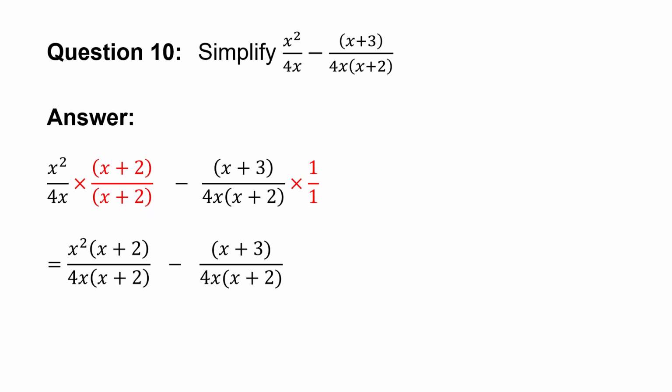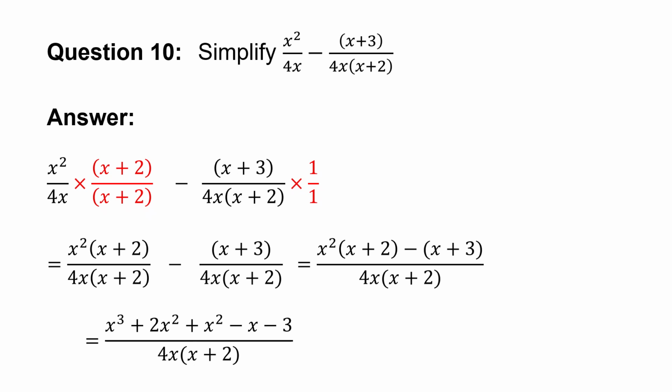Following this through, we get x squared times x plus 2 over 4x times x plus 2, minus x plus 3 over 4x times x plus 2. So now we have the same denominator, we can subtract the numerators. Now that we have the answer in this form, we can expand out those brackets and we get this as our final answer.